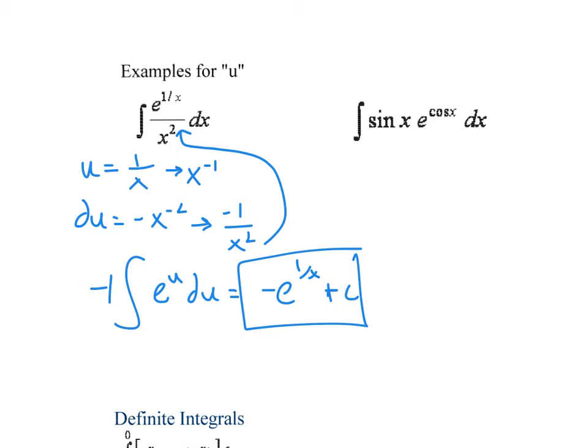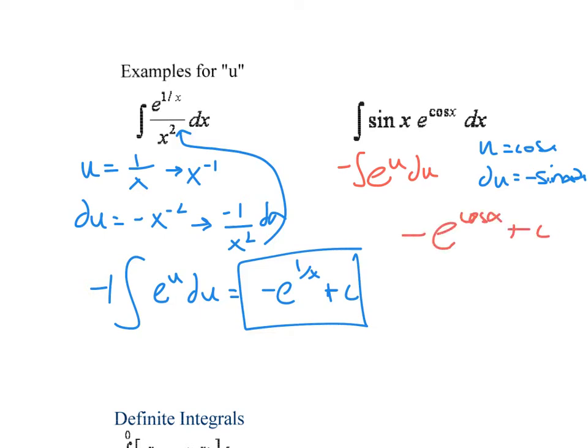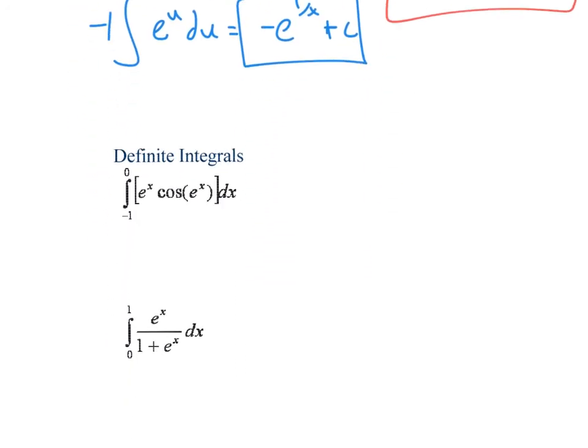Trig, dun dun dun. Don't worry, it's not bad. U is cosine. Du is negative sine dx. I forgot my dx over here, sorry. So this is really the negative integral of e to the u du. So your answer is negative e to the cosine of x plus c. If I'm going too fast, I'm sorry. Join my office hours, though.